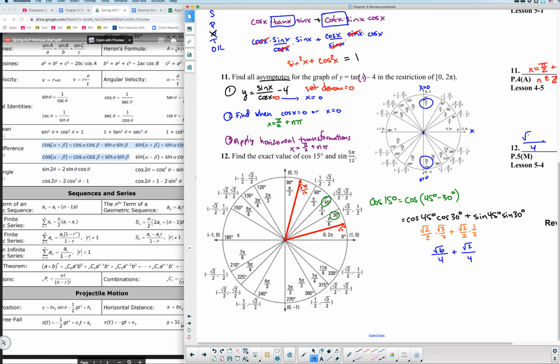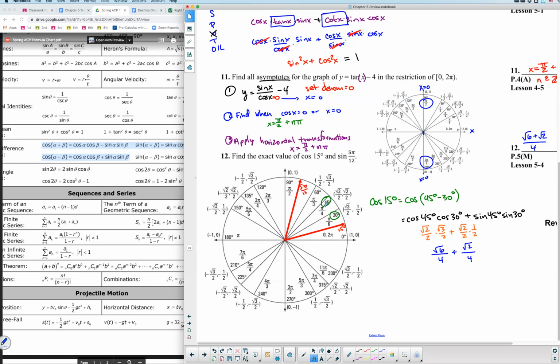And it would be square root 6 plus square root 2. You cannot combine square roots that are adding and subtracting, so you have to leave that separate. But that would be my solution right there. Take that away. So that would be my solution.